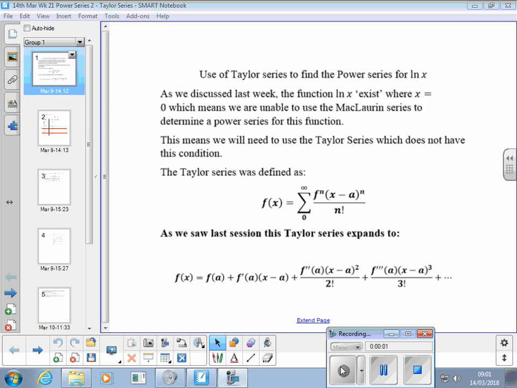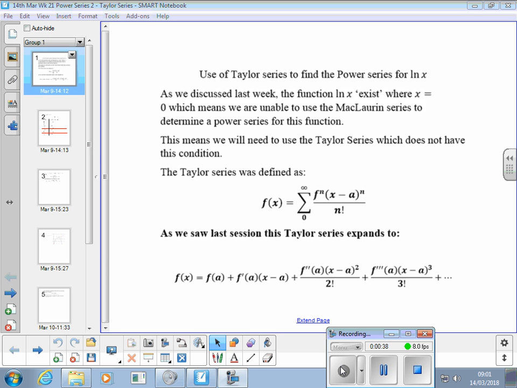So, second session of our coverage of power series. Last week we had a look at using the Maclaurin series, which focuses on power series for a function focused on the point where x is equal to 0. A condition of using Maclaurin series was that the function you're trying to create a power series for exists where x is equal to 0, otherwise you can't use it.